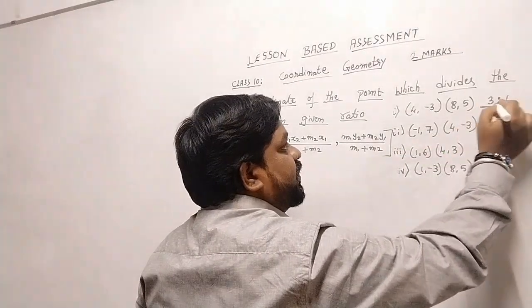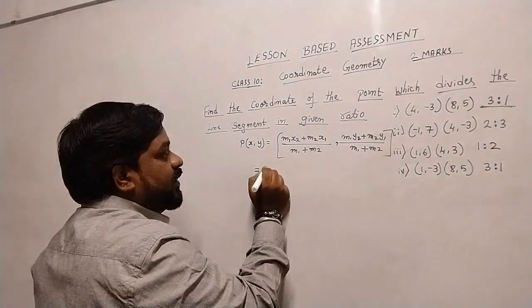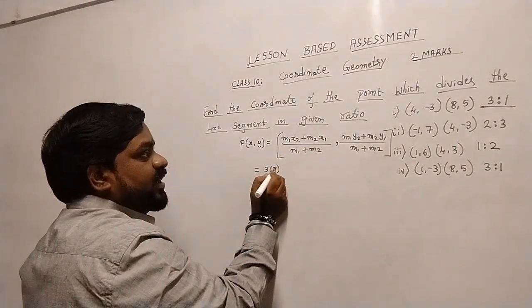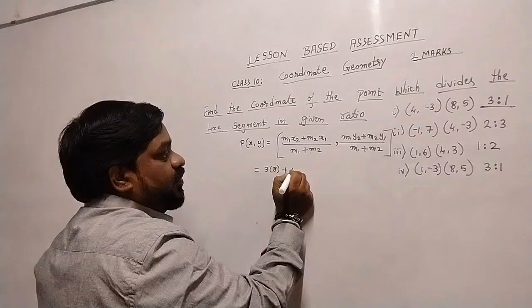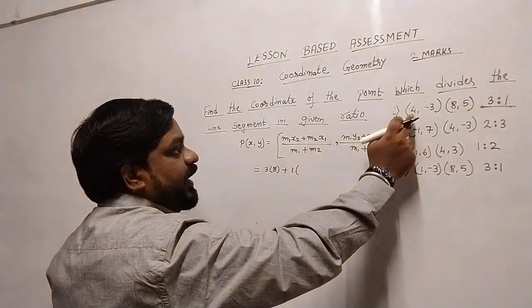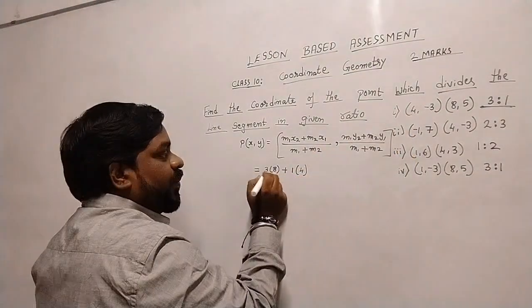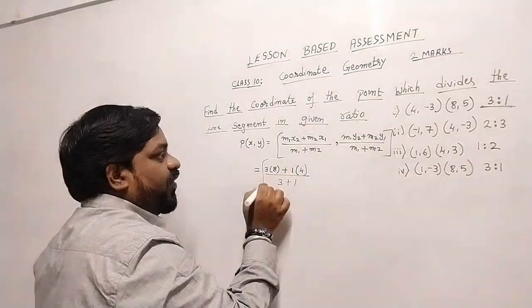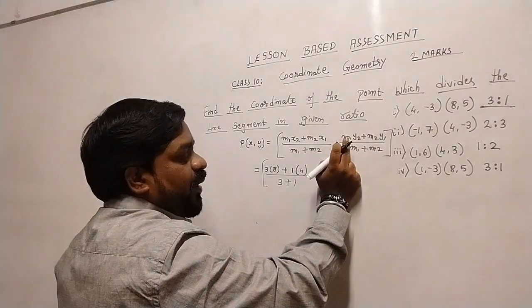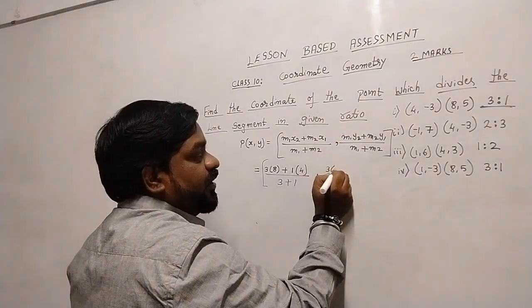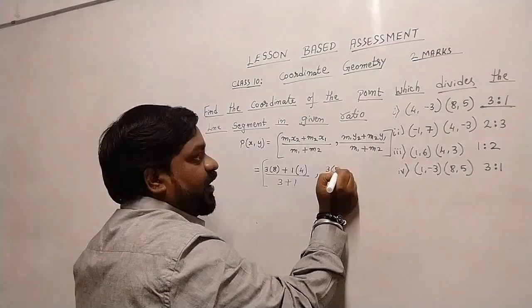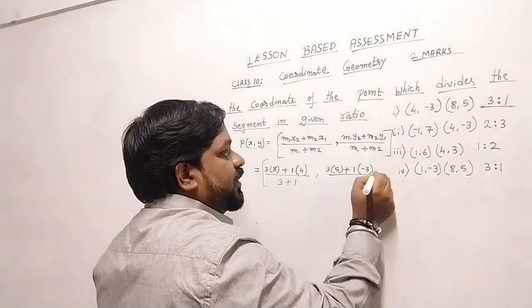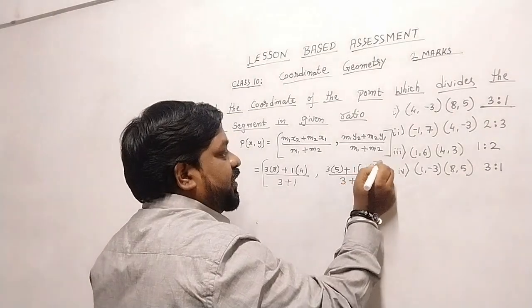In the first question, this is the m1 and m2 value. So 3 into x2 is 8, so 3 into 8 plus 1 into x1 value 4 by m1 plus m2, 3 plus 1, comma again m1 value is 3, y2 value is 5, plus 1 into minus 3, divided by 3 plus 1.